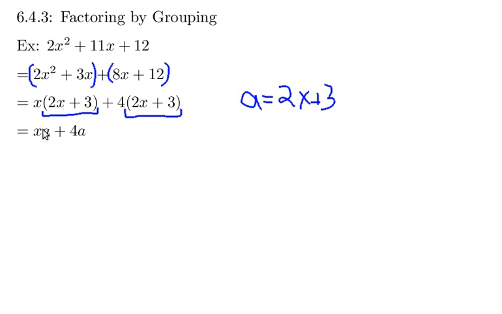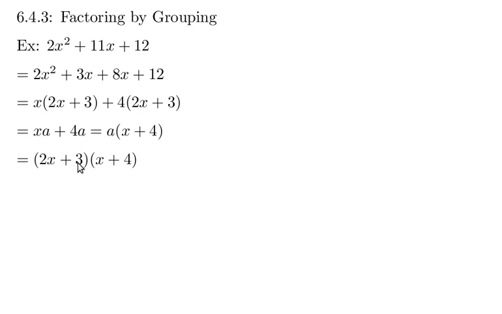And now what do we have? We have that a is common to both terms, just like 2x plus 3 is common to both terms. But what does it mean whenever you have something that's common to both terms? You can factor it out. So we'll have a times x plus 4. But we already know what a is. A is going to be 2x plus 3, and then we'll still have the x plus 4 left over. And you can just skip this line altogether and go straight from here to here, because you can just see that the 2x plus 3 is a common factor to both of them.